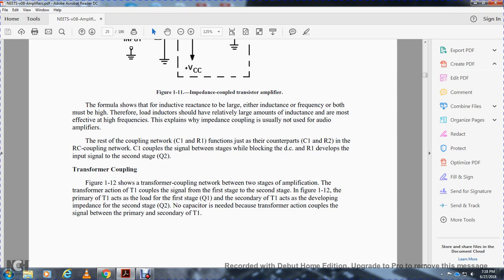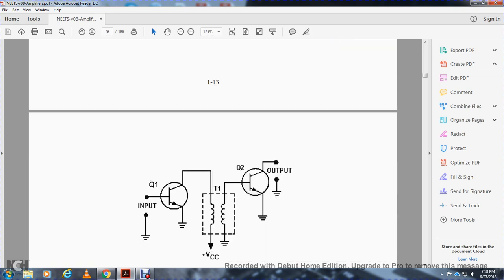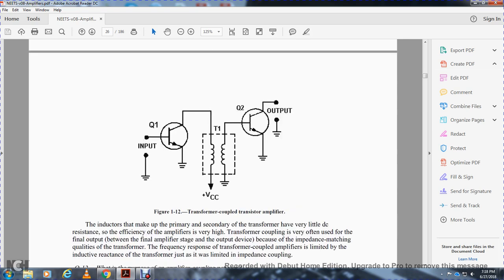No capacitors are needed, because the transformer action couples the signal between the primary and secondary windings. Figure 112 shows the transformer coupled amplifier, with the input from the transformer to Q1 and its own circuitry, the transformer 1 winding, and the collector current grounded, going into transistor 2 for output and grounding.